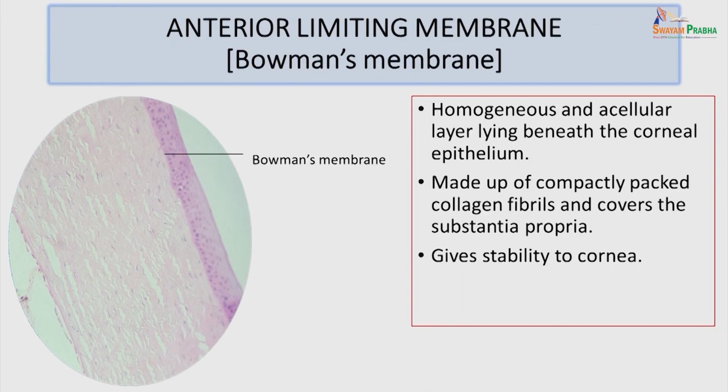Anterior limiting membrane or Bowman's membrane is a homogeneous and acellular layer lying beneath the corneal epithelium, made up of compactly packed collagen fibrils and covers the substantia propria. This layer gives stability to the cornea. Here is the Bowman's membrane, which is next to the anterior epithelium of the cornea.